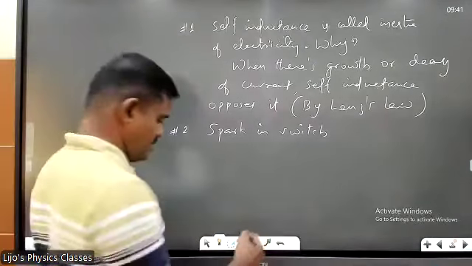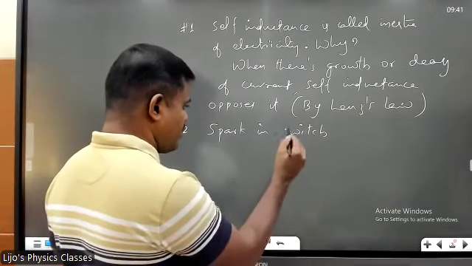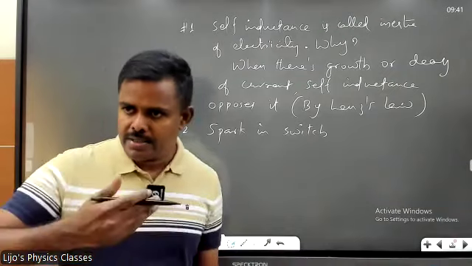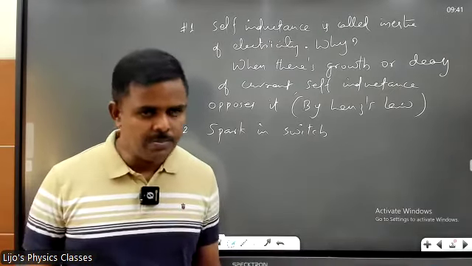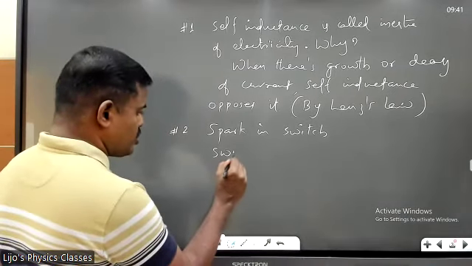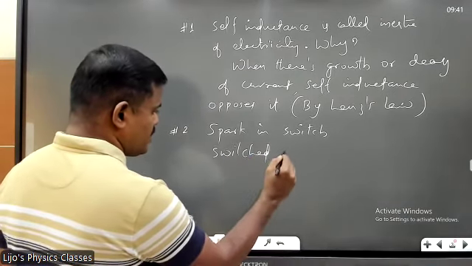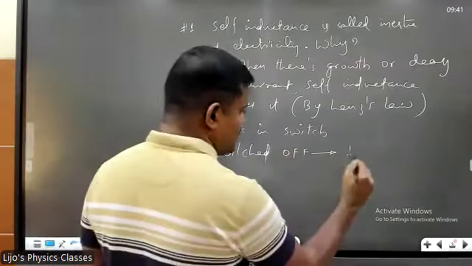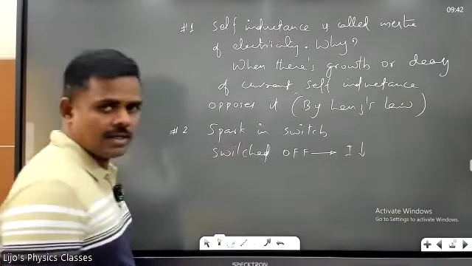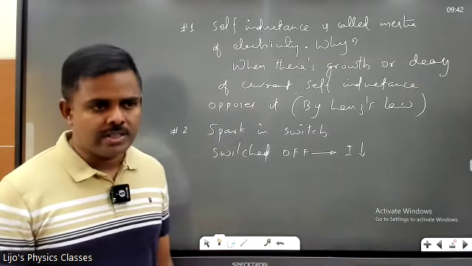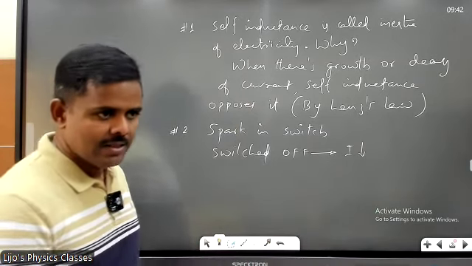Spark in switches. You saw this in a video now. How does it happen? You turn it off, current is dropping. Correct. Current is breaking, right? You can write switched off. What happens? Current decreases, right? When you switch something off, current decreases, right?